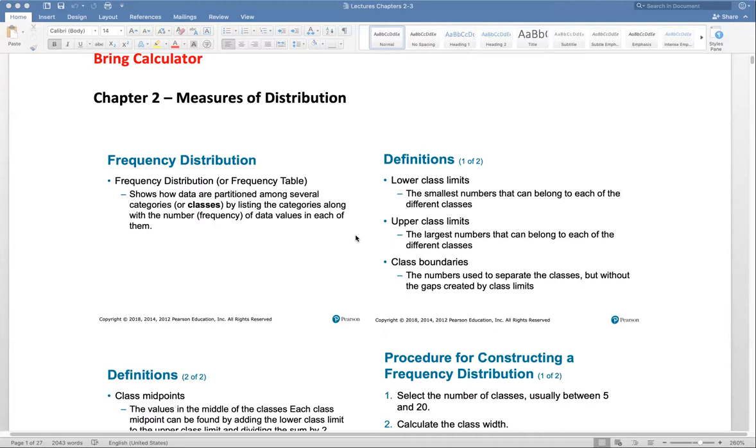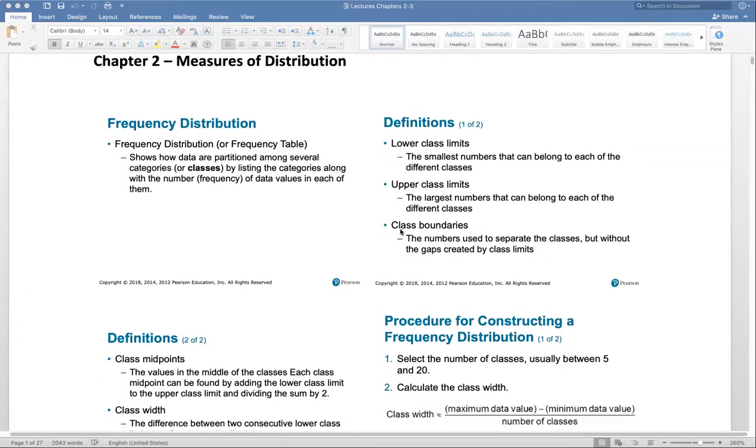The class consists of a lower class limit and an upper class limit. So actually, a class is a range of data.